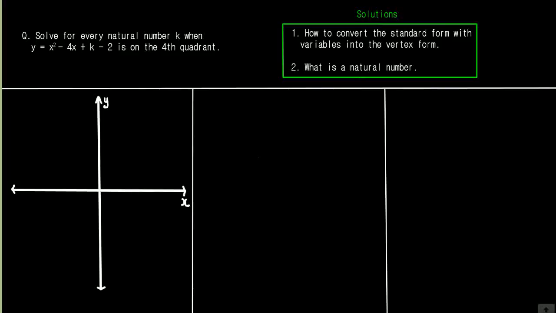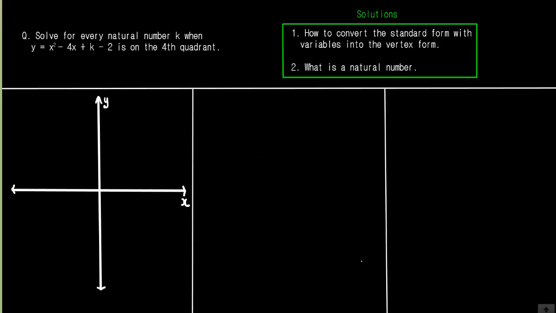For every natural number k, when y is equal to x squared minus 4x plus k minus 2, the graph is in the fourth quadrant. The first way of solving this question: at first, let's think about the two types of our graph.